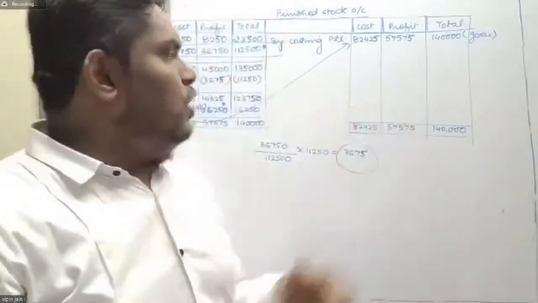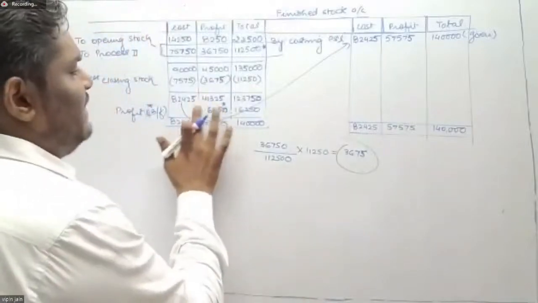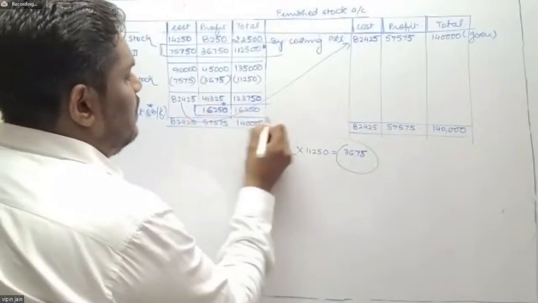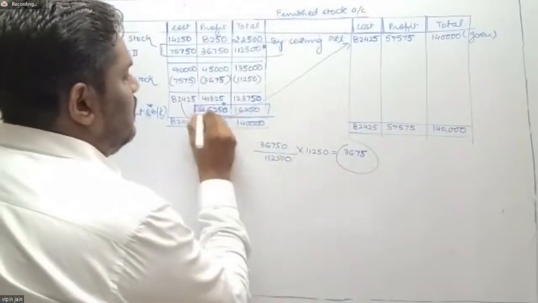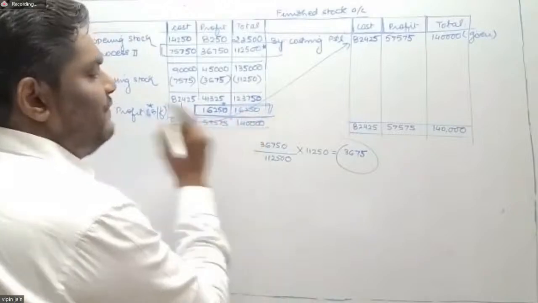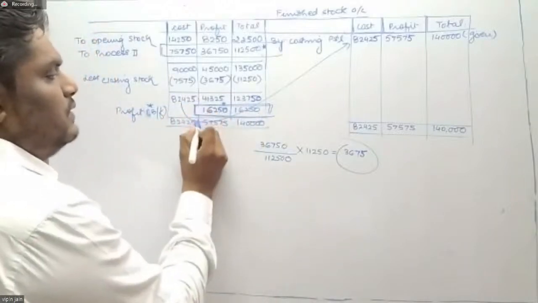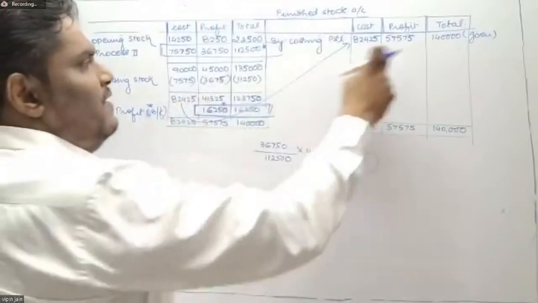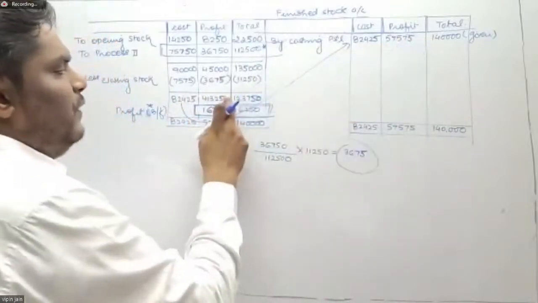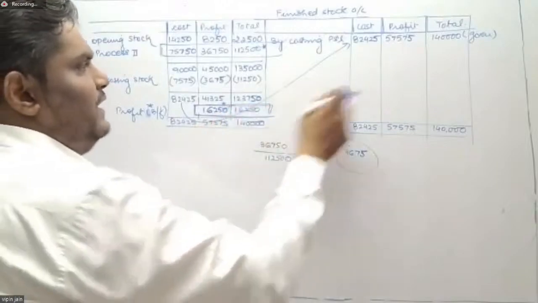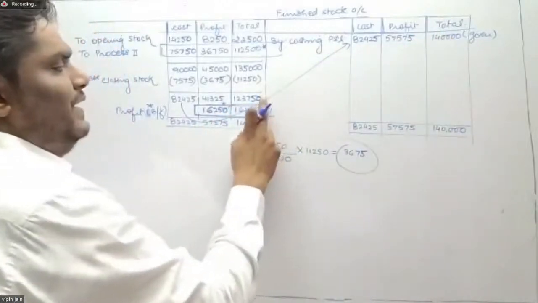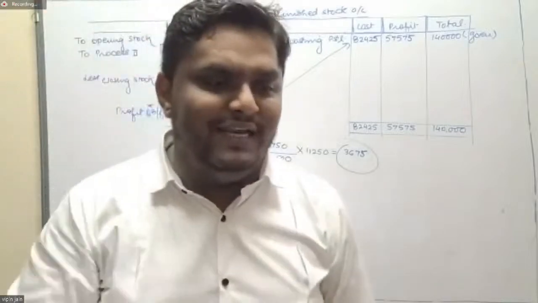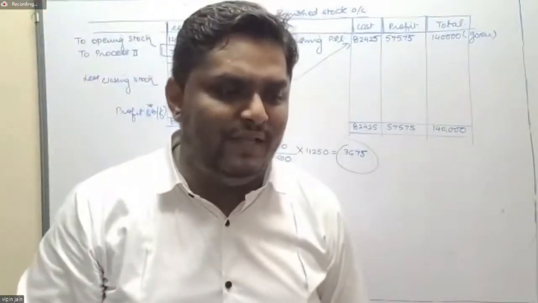Debit and credit is not matching. This is the balancing figure we have calculated. I repeat again. This is the balancing figure, that is 16,250, that is 82,425, the same 57,575 minus 41,325, 16,250, 140 minus 123,750, that is 16,250. So this account never tallies. You will find the balancing figure in every account.